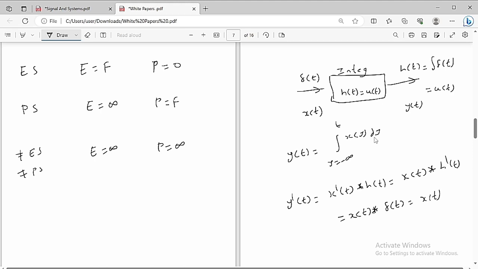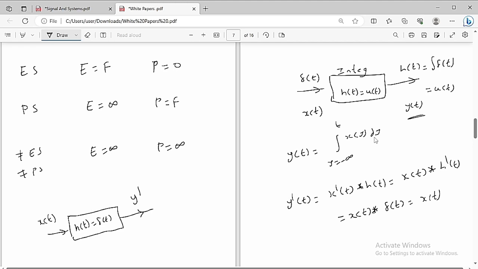So what is the meaning of this? Suppose you take a system where I want the derivative of the previous one. For the derivative of the previous one, the impulse response should be equal to delta of t. Then only in that case will we get the output as the differentiation of the previous output.